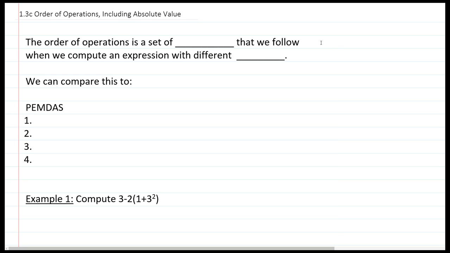1.3c, the order of operations including absolute value. The order of operations is a set of guidelines that we follow when we compute an expression with different operations. So this might mean an expression with addition and multiplication, or parentheses and exponents. This tells us which order we have to do them in.